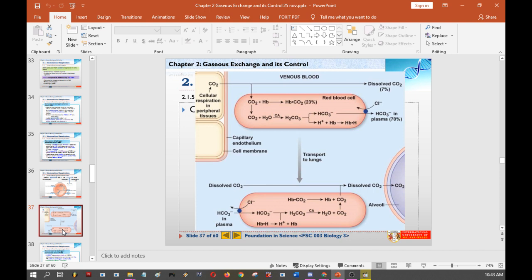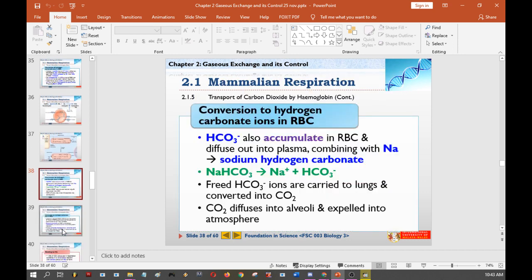Okay, so if you can see, in venous blood you have CO2 being released, and it gets into the red blood cell. Then this red blood cell is transported to the lungs, which causes the CO2 to be released into the lungs and converted into CO2 gas and water. Some of it also becomes hydrogen carbonates. These hydrogen carbonates accumulate in the RBC and the plasma to form sodium hydrogen carbonate with sodium. So free HCO3 will be carried to the lungs and converted to CO2, and in the lungs it will just be breathed out.